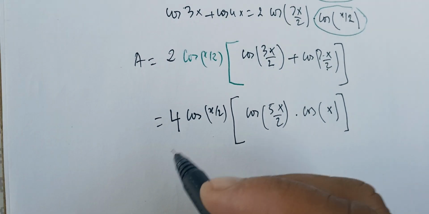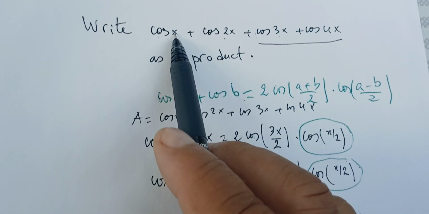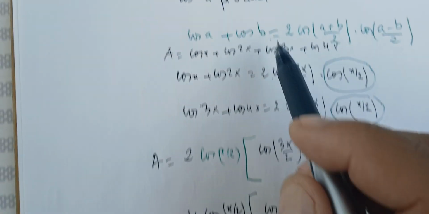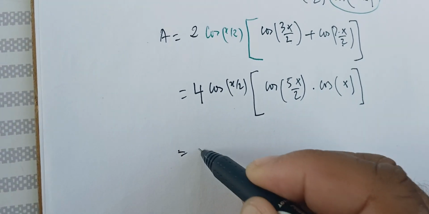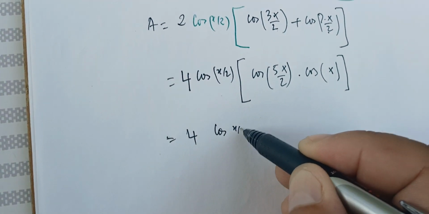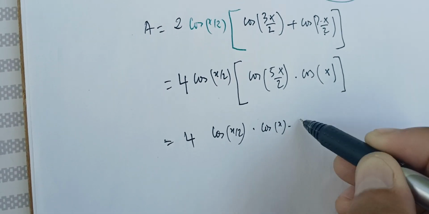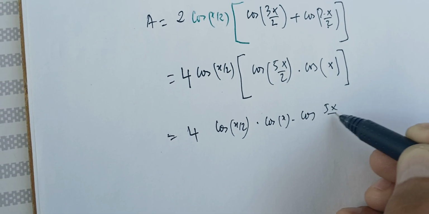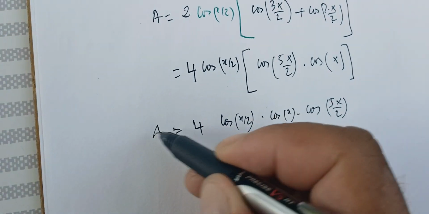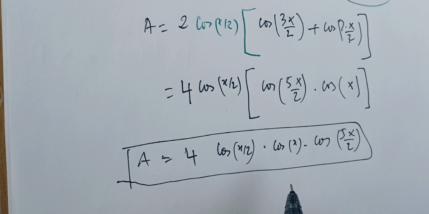Therefore my expression, this one, a, is the same one. So it will become 4 times cosine of x over 2 times cosine of x times cosine of 5x over 2. So this is the product that I need.